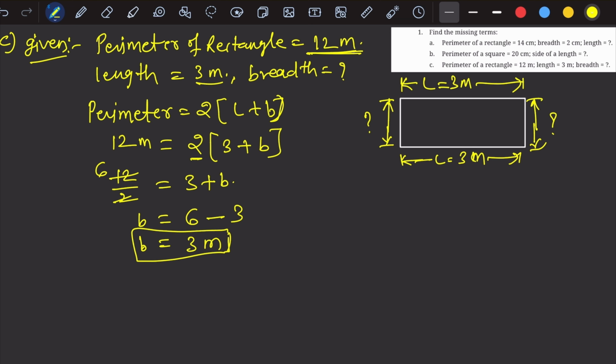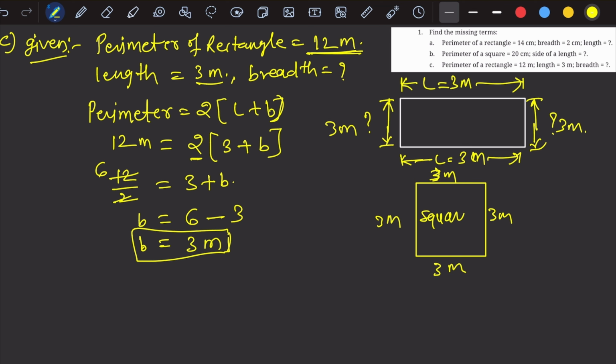So what exactly here? This will also be 3 meter, this will also be 3 meter. So this is not a particular rectangle, but it will be a square shape. Okay, we did not know that the breadth will be the same. So that's why we have to calculate, and after calculation we can see that all sides will be 3 meter. So this is a square, but before the calculation we did not know that this will be a square.